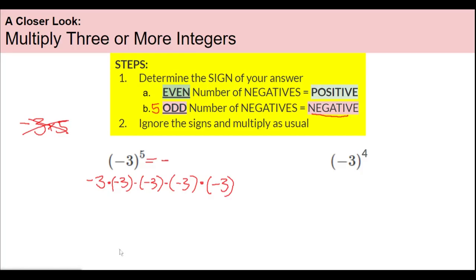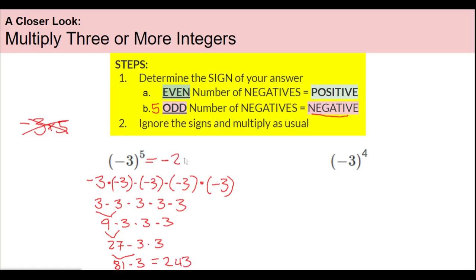Okay? And then if we multiply this all together, we'll just multiply it and pretend that the signs are not there anymore. 3 times 3 is 9. Okay? And then 9 times 3 is 27. And then 27 times 3 is 81. I'm running out of room. 81 times 3 equals 243. But remember, it's going to be a negative 243. Okay.